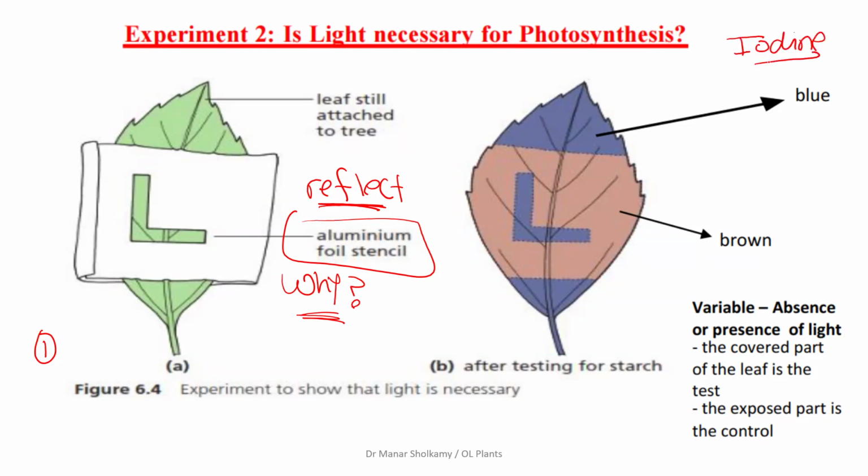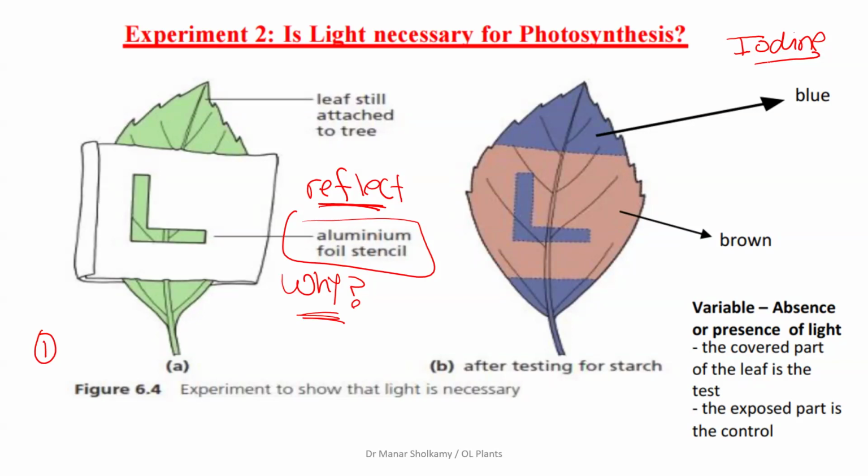And don't forget, before we test for the presence of starch, we will boil it in water to remove the waxy layer and destroy the cell membrane and make it permeable. And then we will boil it in ethanol to remove most of the chlorophyll. And then we will put it back in warm water to make it soft. And then we will add the iodine.